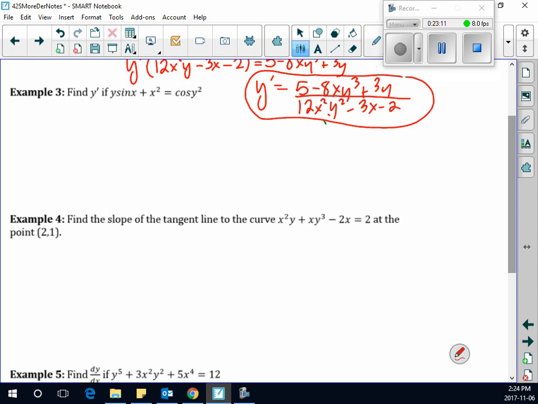Okay, does everybody see the next one? Does everybody see we have a product here? Is this a product? What's this? It's a chain, you guys. It's not a product. It's cos of this whole thing here, right? It's a chain. So do you want to get started on this?